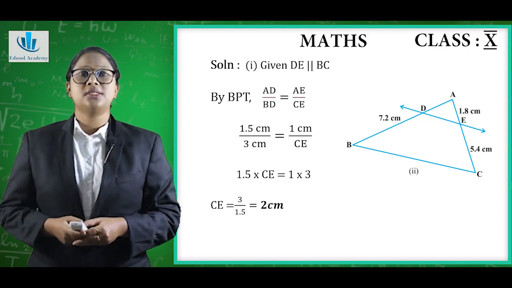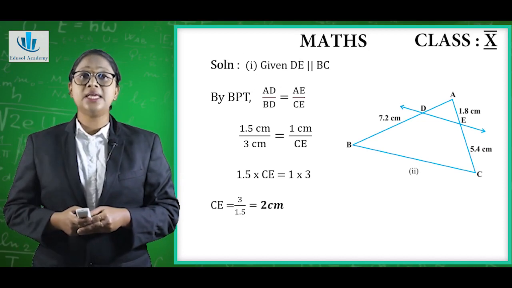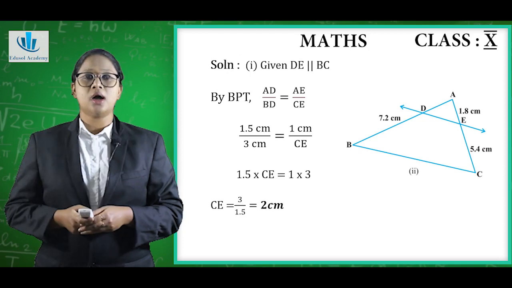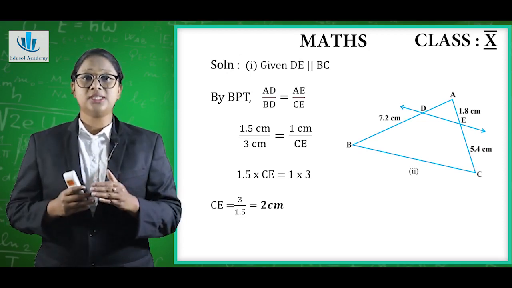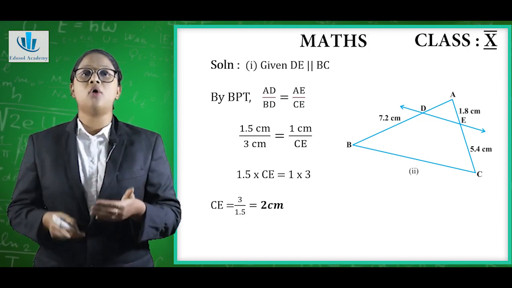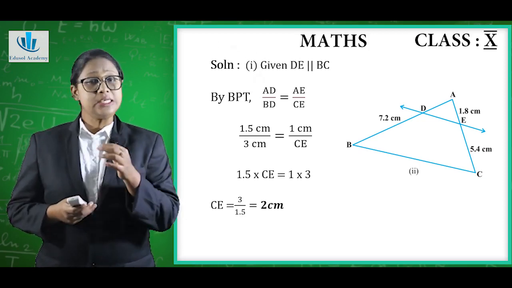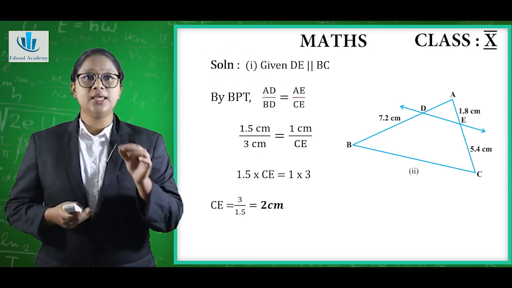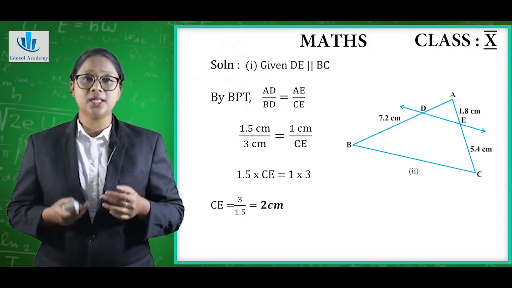Now, it's been marked in the figure that AD is 1.5 centimeter, BD is 3 centimeter, and AE is 1 centimeter. We are asked to find EC, the remaining part of the figure. Whenever you see a parallel line in a triangle, you have to first think of BPT. So when we apply BPT, DE is parallel to BC, which means AD by BD will be equal to AE by CE. I hope that's clear.